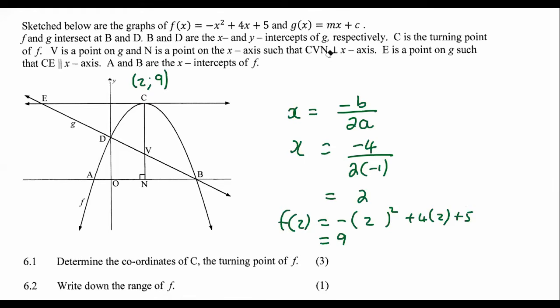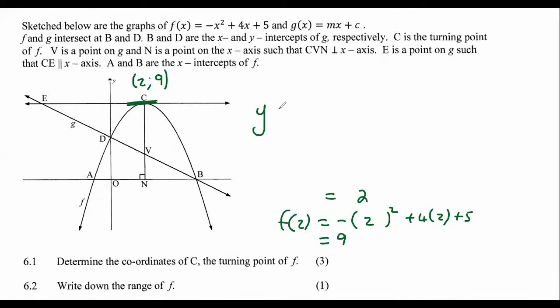Pretty straightforward. Next question, write down the range of f. Now, the range is the y values. And so we can say that the range will be all the way from minus infinity up to 9. So you can either say y is an element from minus infinity up to 9, where the 9 is included. But you would rather prefer to use this method. So you'd say y is smaller than or equal to positive 9, like that.